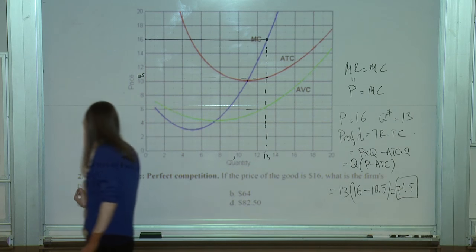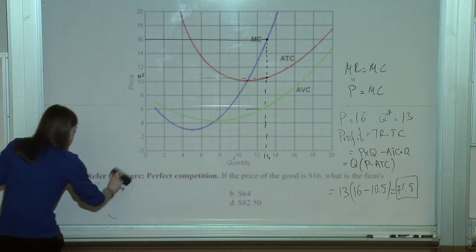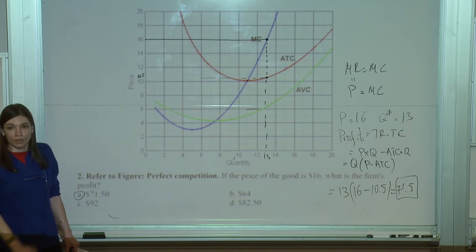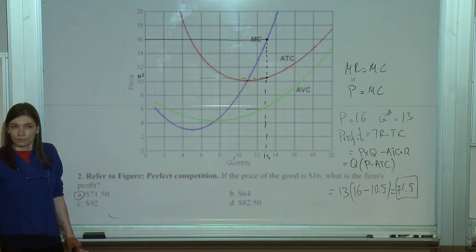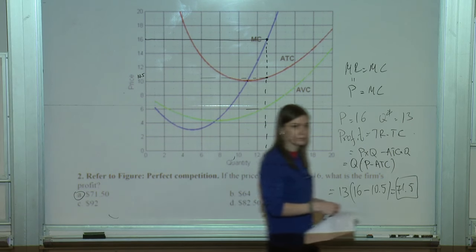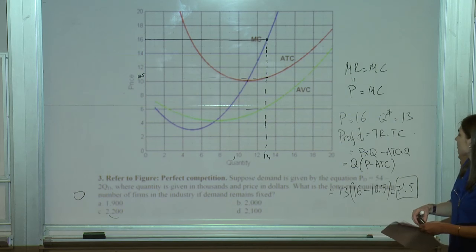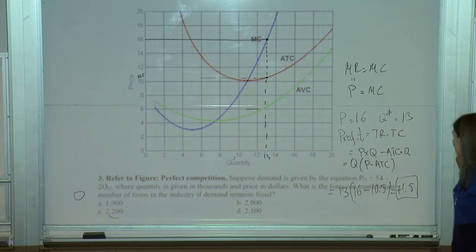Okay? So profits in the short run in this case would be $71.5. Any questions? Okay, the answer is A. All right.